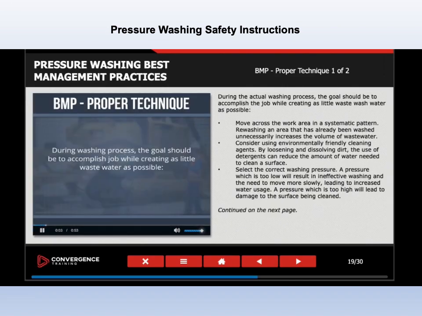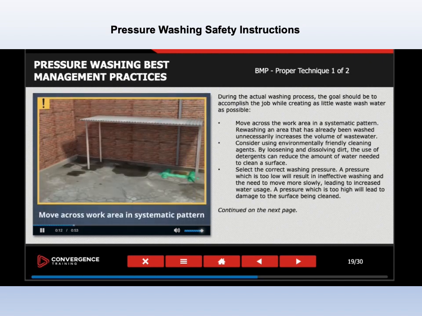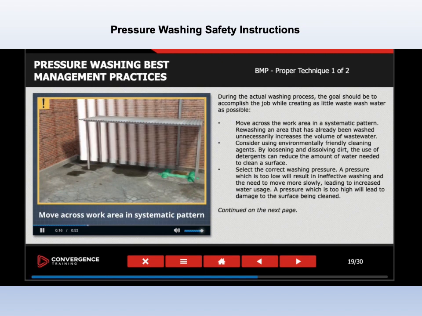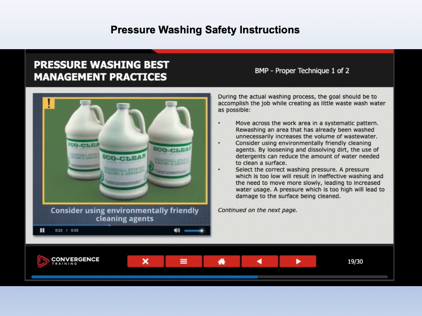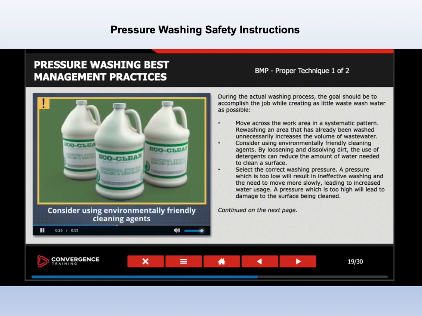During the actual washing process, the goal should be to accomplish the job while creating as little waste wash water as possible. Move across the work area in a systematic pattern. Re-washing an area that has already been washed unnecessarily increases the volume of wastewater. Consider using environmentally friendly cleaning agents. By loosening and dissolving dirt, the use of detergents can reduce the amount of water needed to clean a surface.